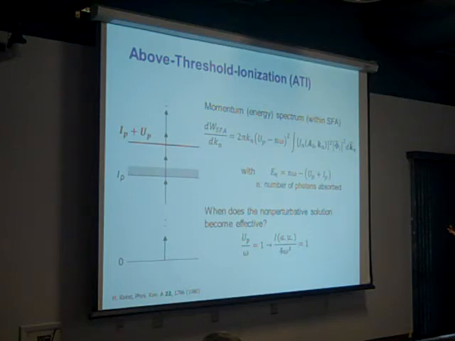And what is the probability for this one? Well, this you see from the prefactor here. The prefactor gives you the probability that you make this transition.